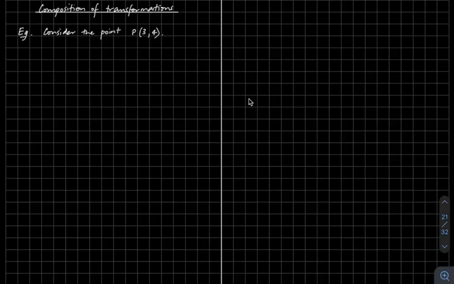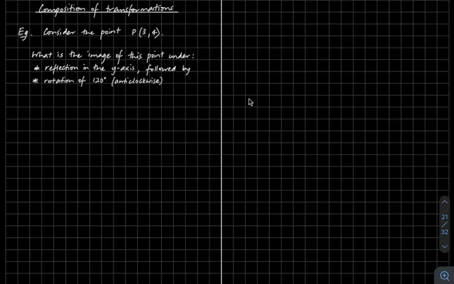Let's consider a point in the plane with coordinates 3, 4, and let's think about what happens to that point when we first of all reflect it in the y-axis. So what's its image going to be if we reflect it in the y-axis, followed by rotating it by 120 degrees anti-clockwise around the origin? Now we're going to think about this using matrices, but maybe it's worth just quickly visualizing. So let's do a little sketch here.